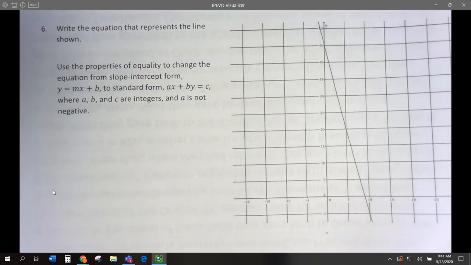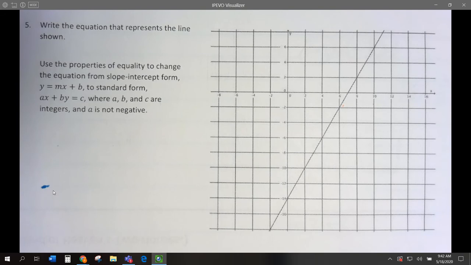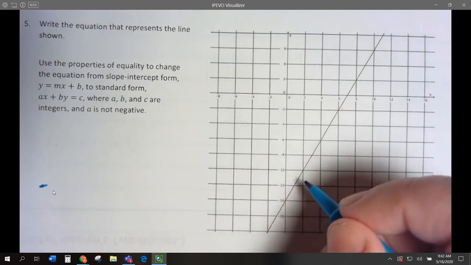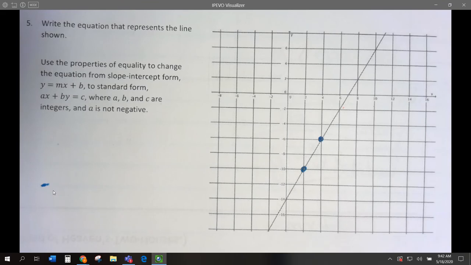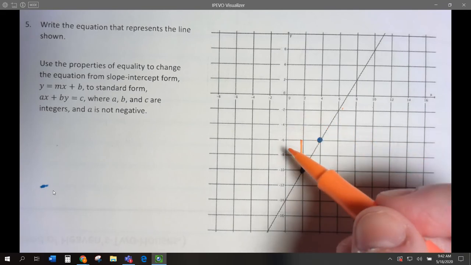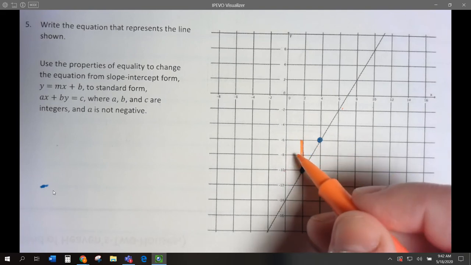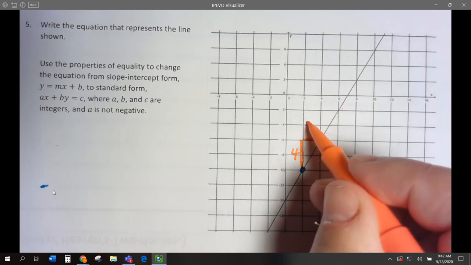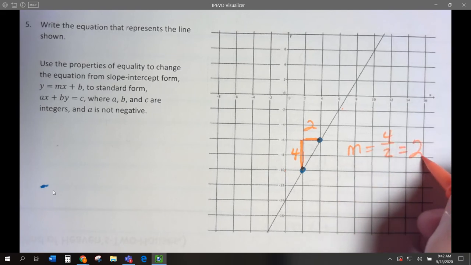Let's go on to number 5. Once again, we need to find our slope and our y-intercept, our m and our b. So I'm going to pick 2 points: this point and this point. So our rise is, notice this is counting by 2, so our rise is 4, because it's counting by 2: 2, 4. And our run is 2. So m equals 4 over 2, which is the same as 2.